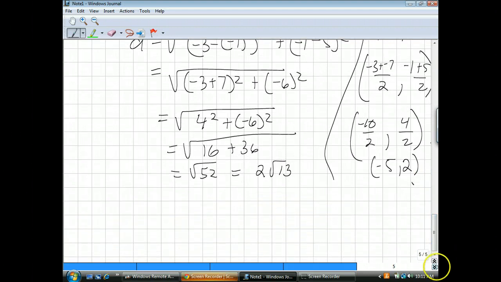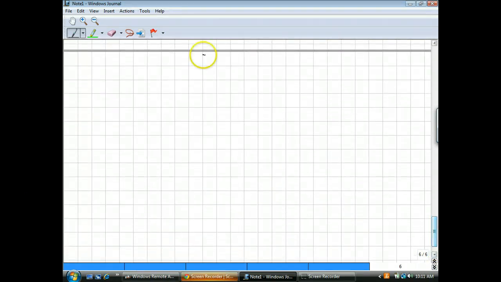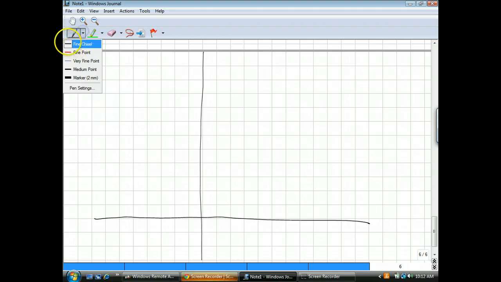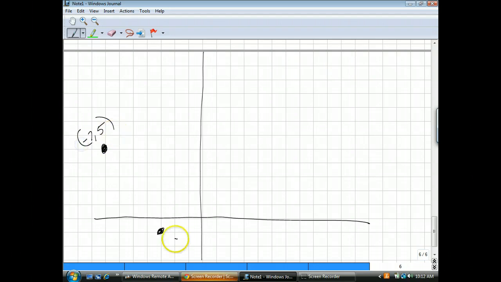All right, so again, just to show you what that looks like, what you're actually doing is, let's go ahead and plot the points. So (-3, -1) is right there. (-7, 5) is right here. Okay, so we found that the length of that segment is 2 square root 13, and we found that the midpoint of the segment is at (-5, 2). So if I go over 1, 2, 3, 4, 5 and up 1, 2, then this is the midpoint of the segment.